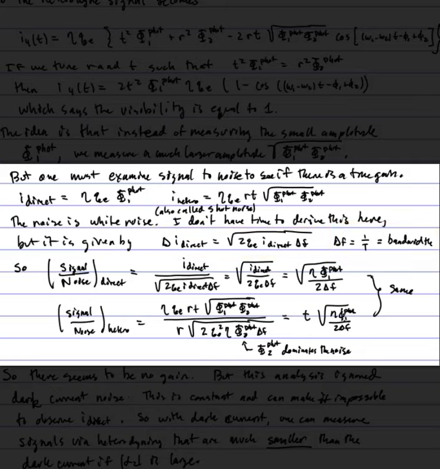So if I now look at the signal to noise ratio for the direct measurement, I get I direct over the square root of delta I direct. And when I cancel out the terms, that becomes the square root of I direct divided by 2QE delta F. And that's the square root of eta phi 1 phot divided by 2 delta F.